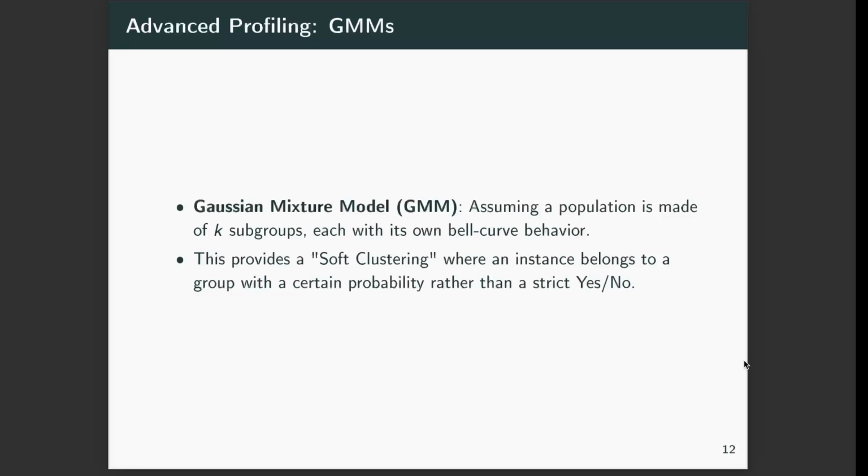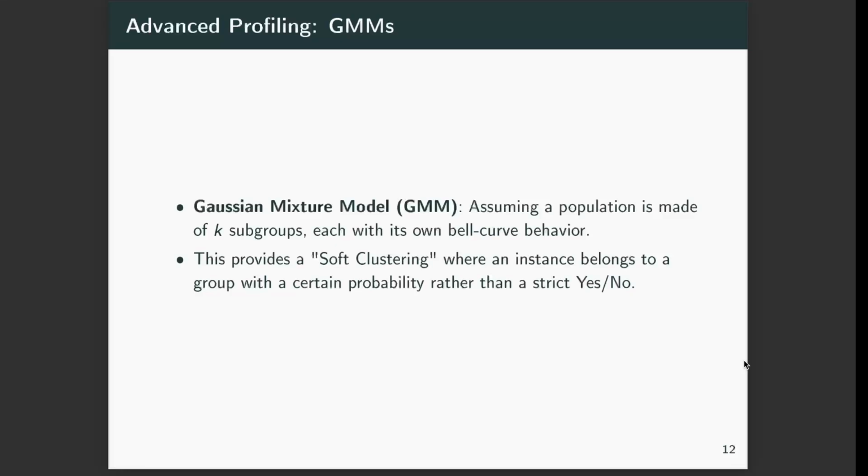Let me give you a concrete example. Imagine you are profiling the spending behavior of credit card customers. There might genuinely be two types of customers in your portfolio: budget-conscious shoppers who make frequent small purchases, and high-value shoppers who make occasional large purchases. If you try to fit a single profile to both groups together, you will get a muddled average that accurately describes neither group. You will be confused by the mix.